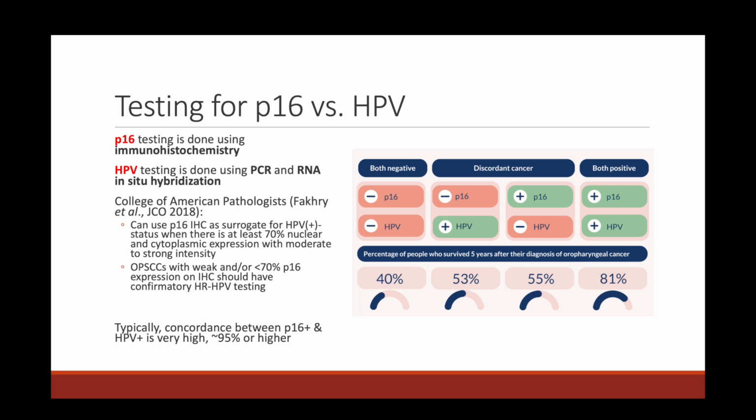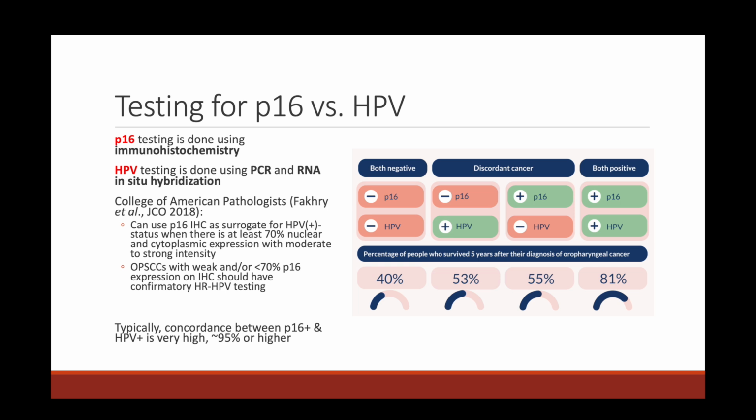Otherwise, if you're looking at an oropharyngeal squamous cell cancer with weak or less than 60% P16 expression on IHC, these samples should have confirmatory high-risk HPV testing. And in the NCCN guidelines, there's a note that clinical centers are recommended to ascertain the concordance rate of P16 and direct HPV testing because this can vary by region. So if you're considering using P16 IHC alone, institutionally you're recommended to make sure they align. Typically, the concordance between P16 positivity and HPV positivity is very high. It's around 95% or higher.